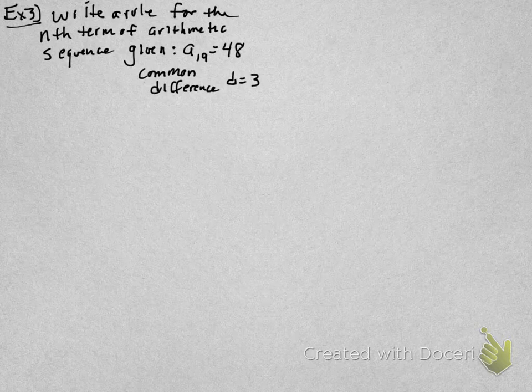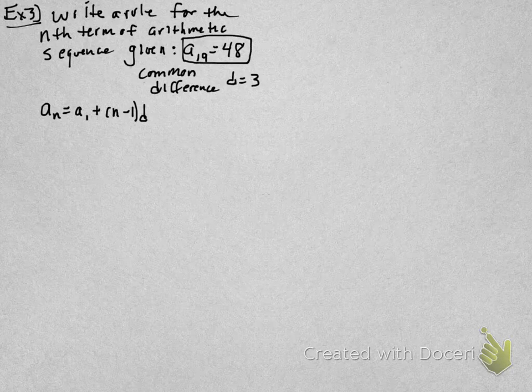To start off with, you might want to write down the rule. We know the rule is going to be a sub n is a sub 1, the first term, plus n minus 1 times that common difference d. Now, we don't know a sub n. We don't know a sub 1. What we do know is a sub 19 is 48, meaning the 19th term is 48. Or in other words, if I have a sub 19 equals 48, that means when n equals 19, I get an output of 48.